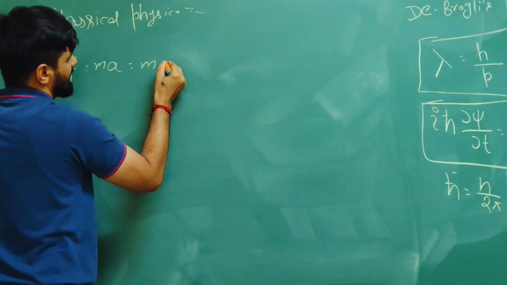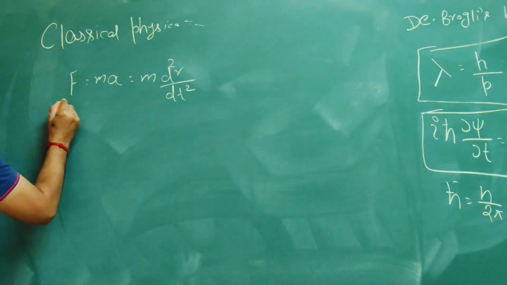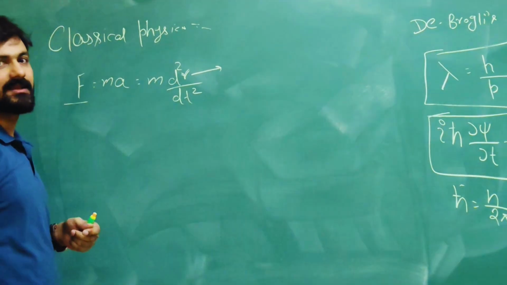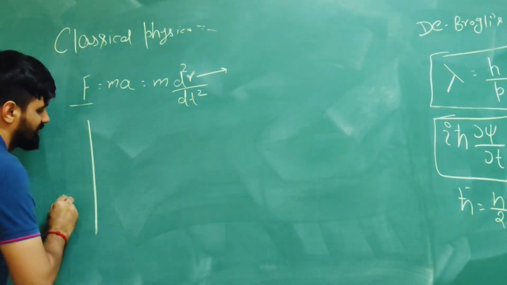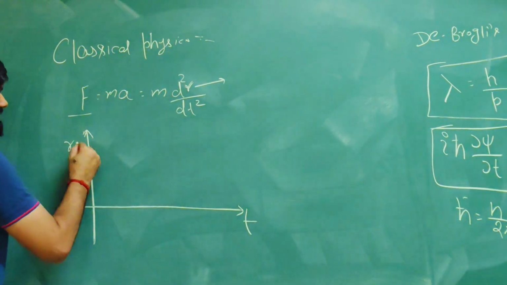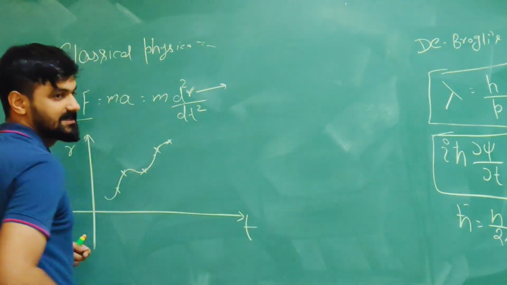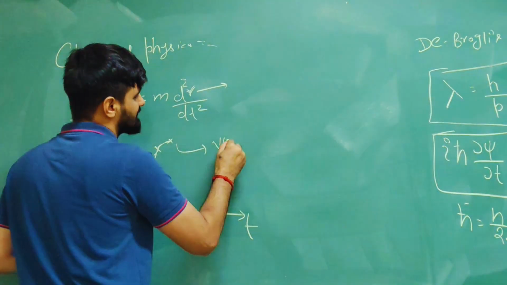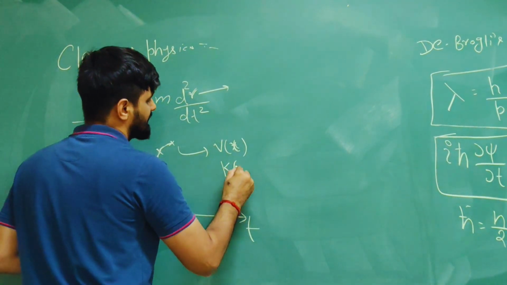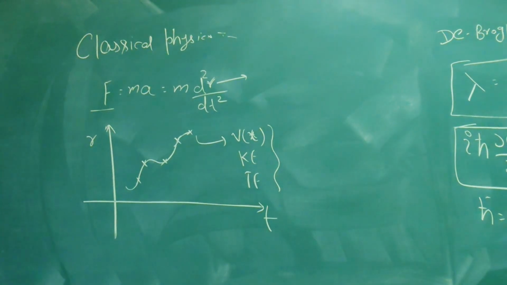And that can also be written as m d²r/dt². If force is known, then you can calculate the value of r, that is the trajectory of the particle, the exact trajectory of the particle. So if force is known, then with respect to time you can find out the position of the particle. And if the exact trajectory is known, then you can calculate the velocity of the particle at any time. You can calculate the kinetic energy, or you can calculate the total energy. So this is what we basically calculate in classical physics.